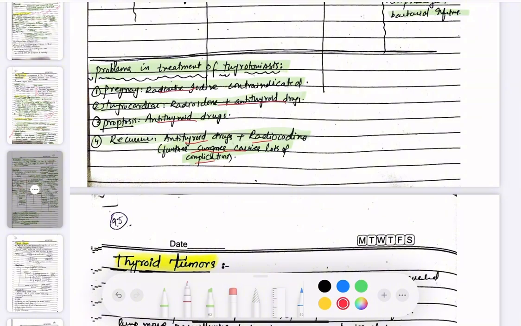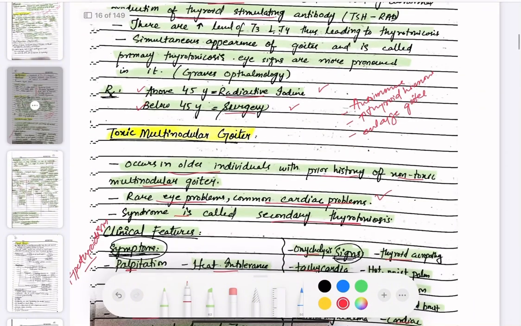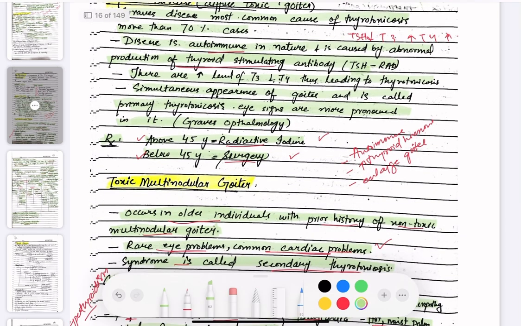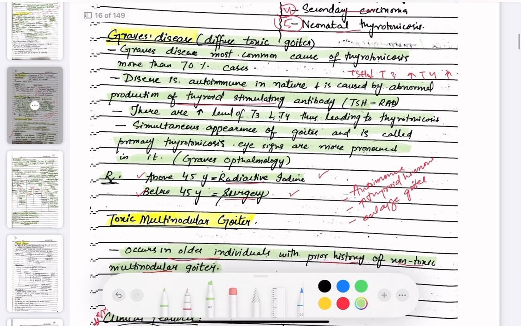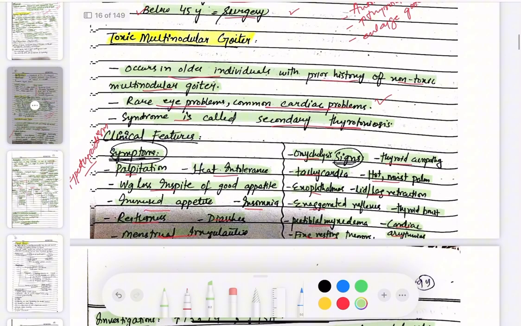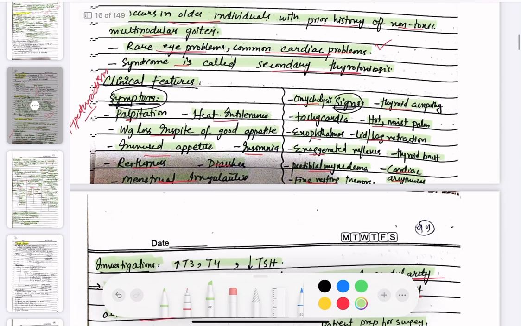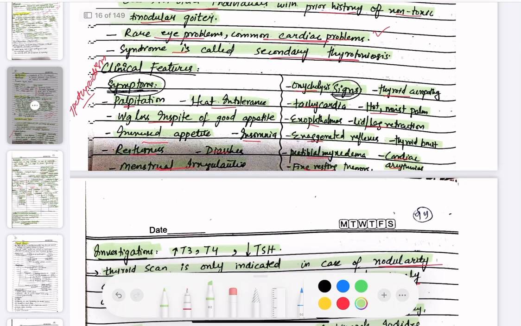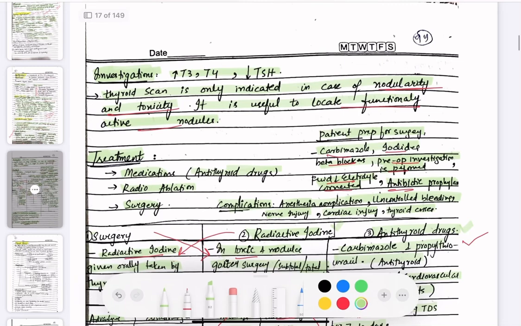So this was about toxic multinodular goiter or Graves' disease, and it occurs in older individuals with a prior history of non-toxic multinodular goiter, and there are rare eye problems and common cardiac problems. These are the symptoms: palpitations, heat intolerance, weight loss, increased appetite, insomnia, restlessness, diarrhea, and menstrual irregularities. And these are the signs: tachycardia, exophthalmos, lid retraction, exaggerated reflexes, thyroid bruit. The investigations are increased T3 and T4 and decreased TSH, and the treatment options are medications, radioablation, and surgery.